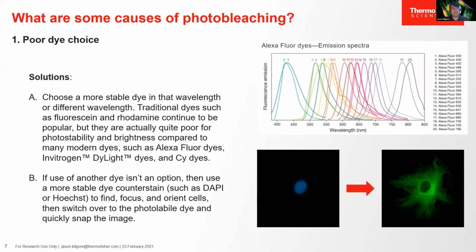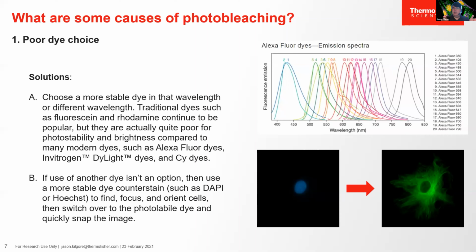There's a lot of different options out there, and almost all of them are very stable compared to those traditional dyes. So choosing a more stable dye is probably the best thing that you can do. But it's not always a possibility. You know, sometimes there are certain derivatives of fluorescein that you have to use for whatever reason, or maybe the only options available out there for a conjugate might be fluorescein.